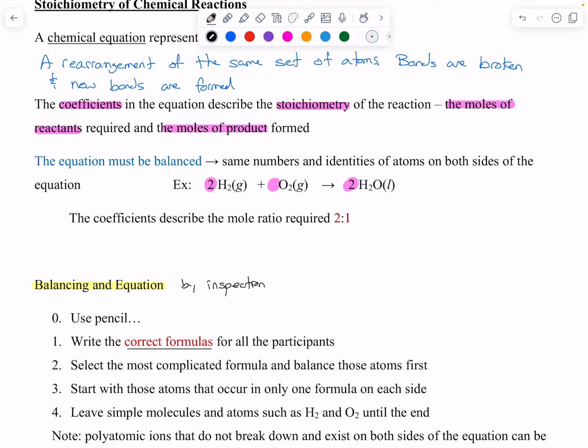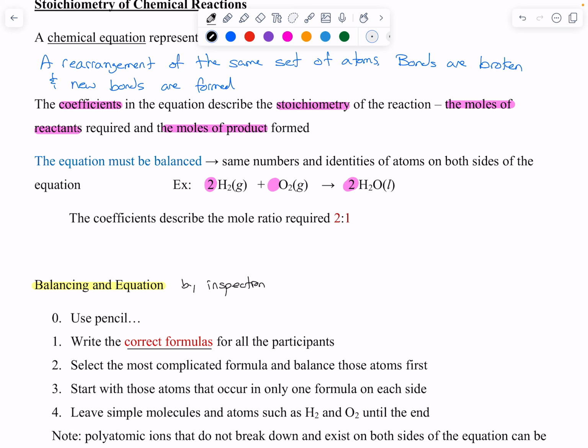Then when you balance, you select the most complicated formula, the nastiest one, the one with the most elements in it. And in that nasty formula, you start with the atoms that only occur in one compound on each side. Whatever elements only occur in one other compound on each side, that's what you use to balance first. Then you leave simple molecules and atoms like H2 and O2, or Fe or Mg, until the end. Because if you only put a number in front of Mg, it doesn't affect any other element.